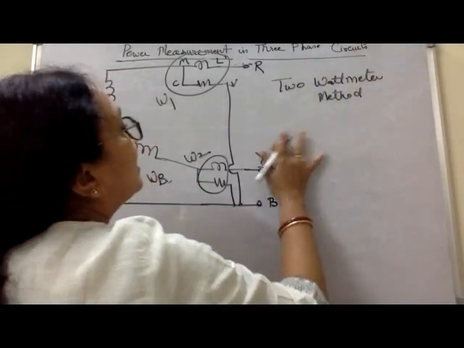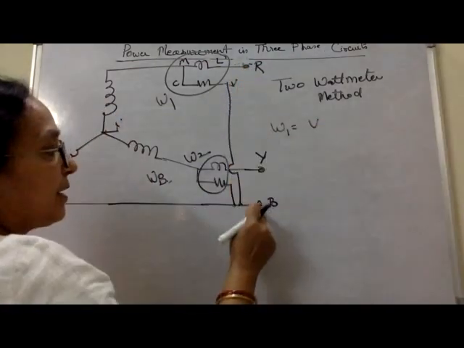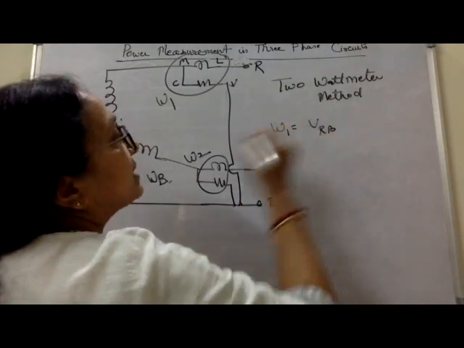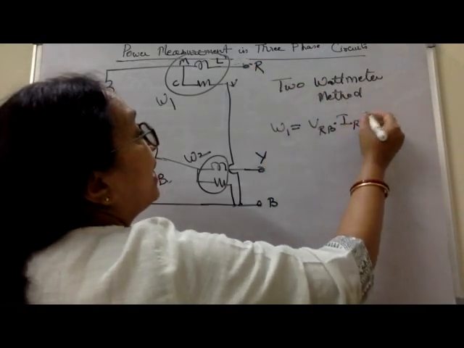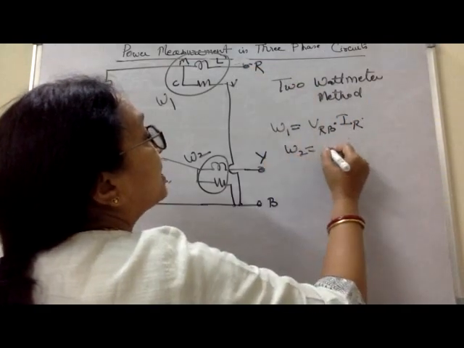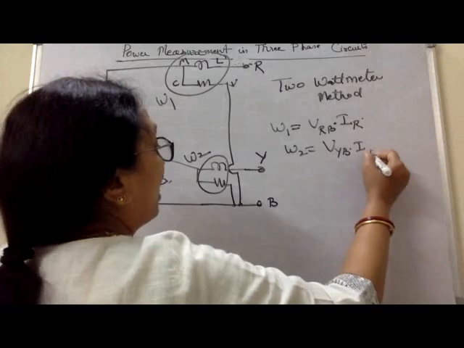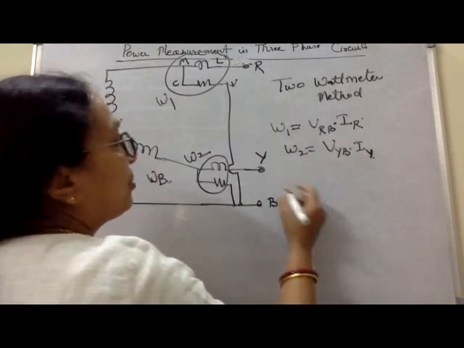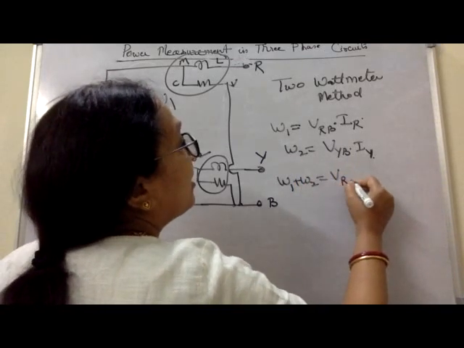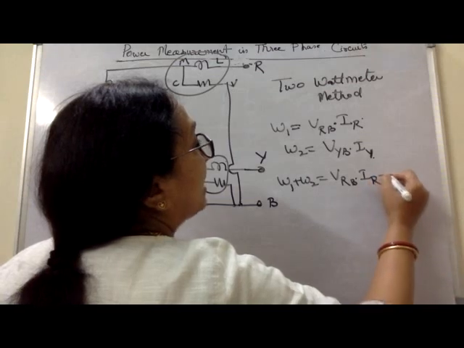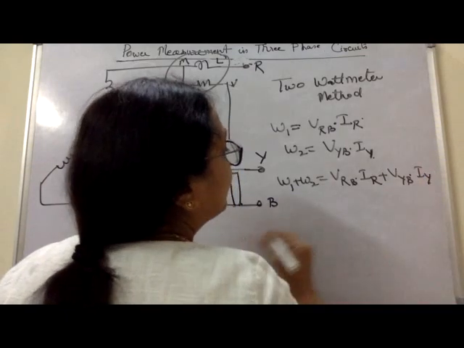In the 2 wattmeter method, W1 is reading the voltage VRB. R is positive, B is negative, so it is reading the voltage VRB into IR, and W2 is reading the voltage VYB into IY. Now if we add the 2, that is W1 plus W2, this will be written as VRB into IR plus VYB into IY.